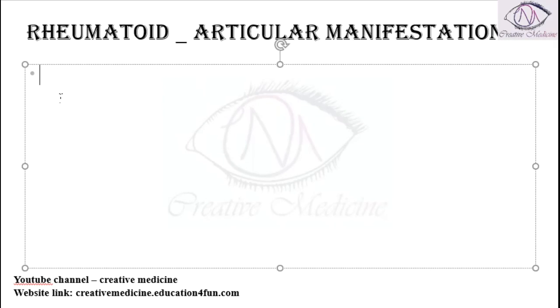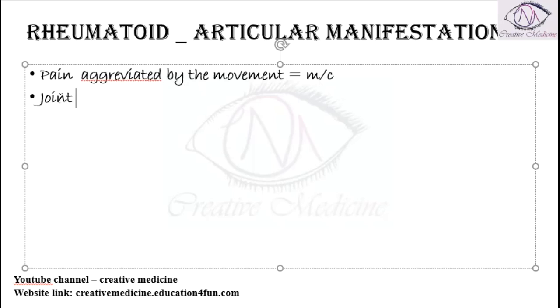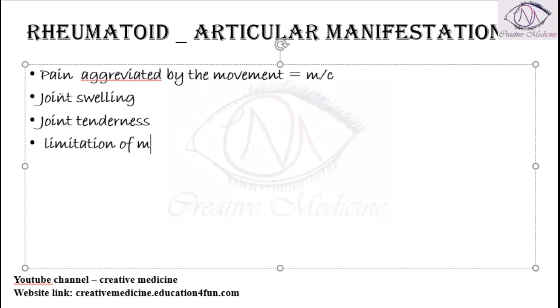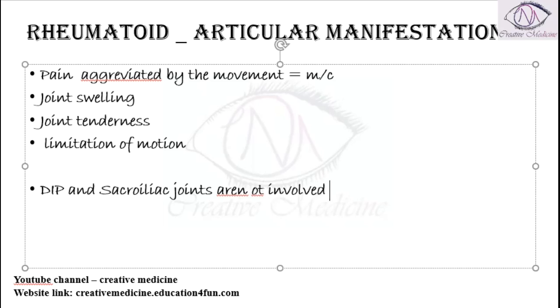If we see the articular manifestations of rheumatoid arthritis, the patient will have pain which is aggravated by movement, which is the most common symptom. Along with that, the patient will have joint swelling, joint tenderness will be seen, and limitation of motion is common. Distal interphalangeal joints and sacroiliac joints are not involved in rheumatoid arthritis.